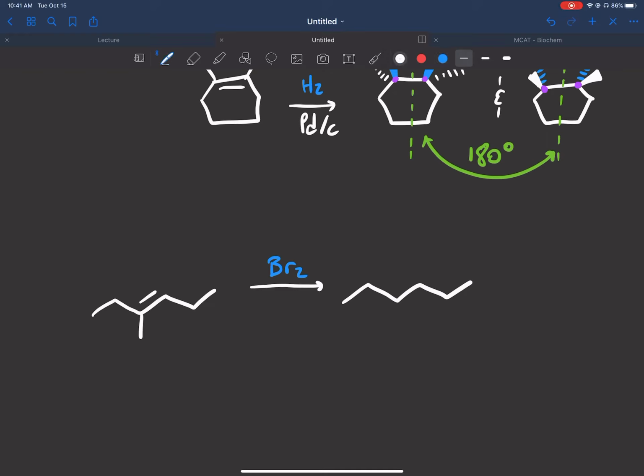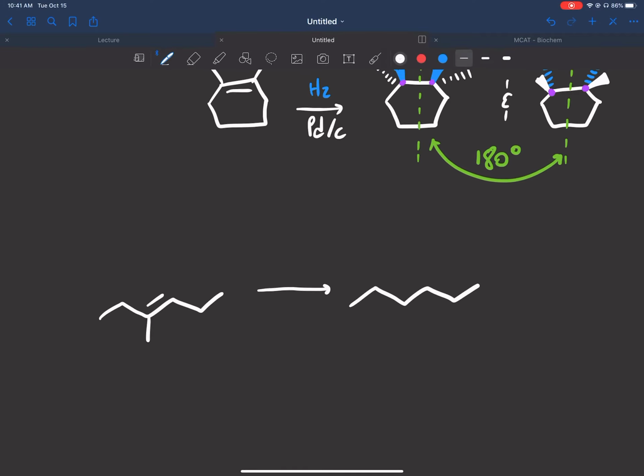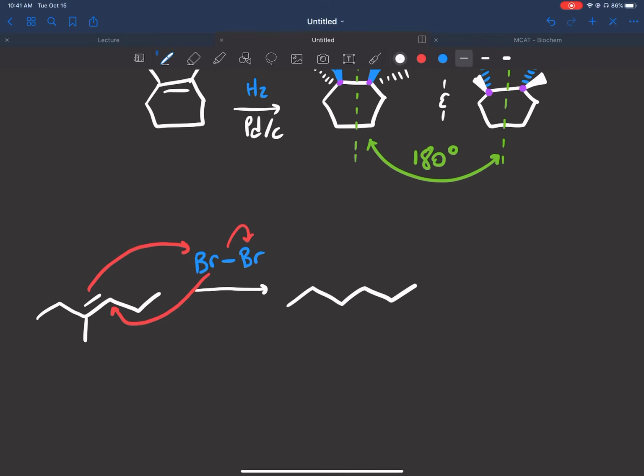And why does this happen? Well, it's because of the mechanism. And so I'm going to actually go through this mechanism because it's very important that you guys understand this. Okay? So remember how this works. The double bond attacks the Br. This bond breaks. And this Br attacks the carbon of the double bond right there. So what we're going to get now is we're going to get a ring intermediate, right?